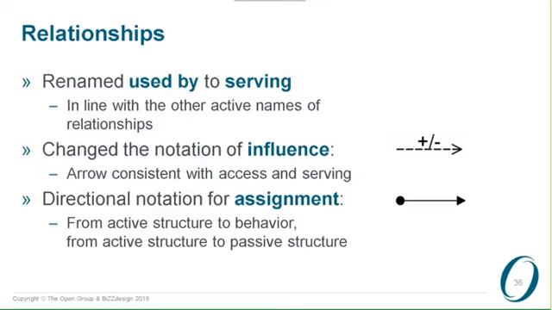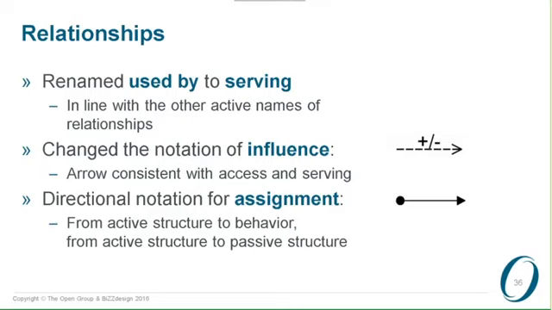Then we slightly changed the notation of influence. We changed the arrowhead because it's now more consistent with the access and serving relationships, and that also has to do with the structure of the set of relationships. Those three are a kind of dependency relationships, and we wanted to reflect that in the notation. It used to look much more like the flow relationship, and that created some confusion. So we changed the arrowhead to make that a little clearer.